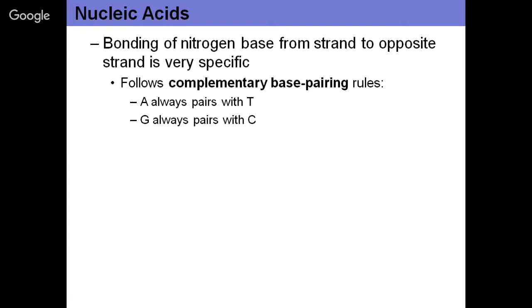The bonding of these nitrogen bases happens from strand to the opposite strand in a very specific manner. In the DNA structure, we call it the complementary base pairing rule. A is always paired with T with 2 hydrogen bonds. G, guanine, is always paired with cytosine with 3 hydrogen bonds.